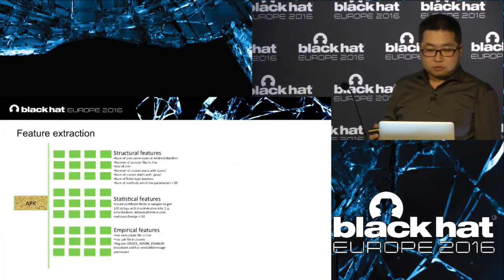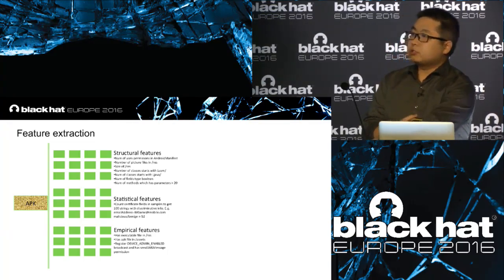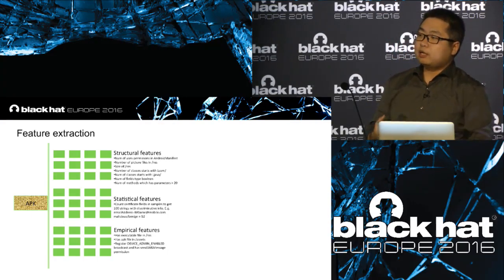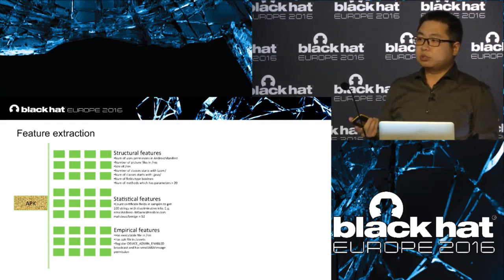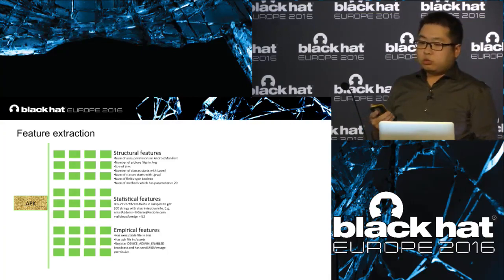So let's look at the first one, feature extraction. A deep learning system cannot accept an APK file as input. So we need to tell the system what it should be looking for.